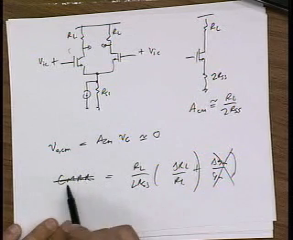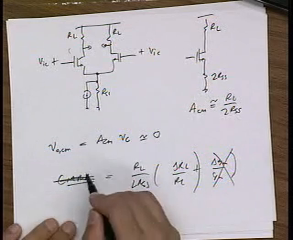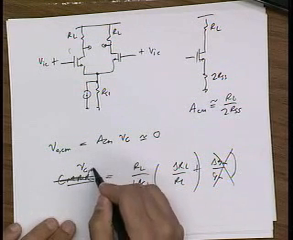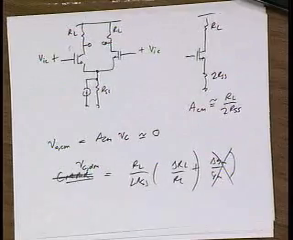So this is actually not the common mode rejection ratio. This is the common mode output. This is the differential mode. For common mode input, this is the differential mode output.